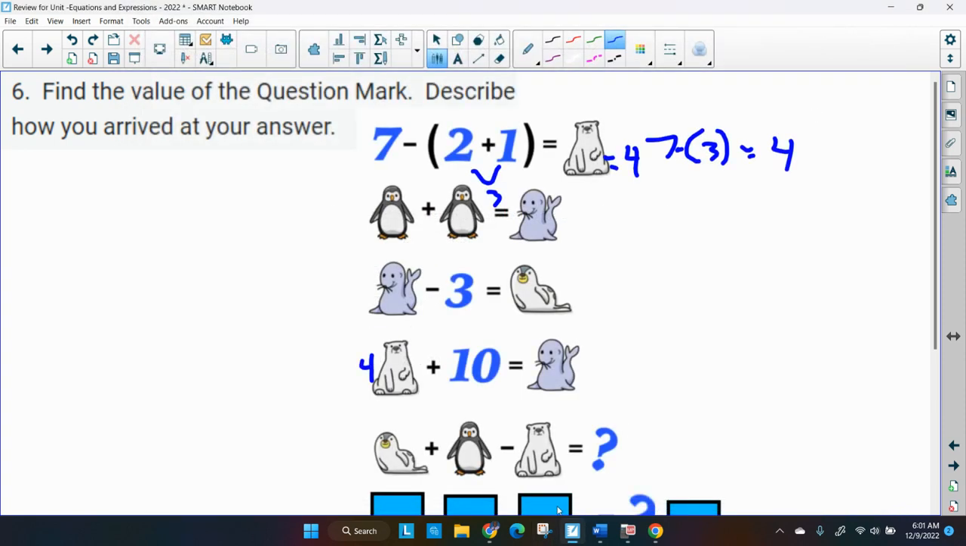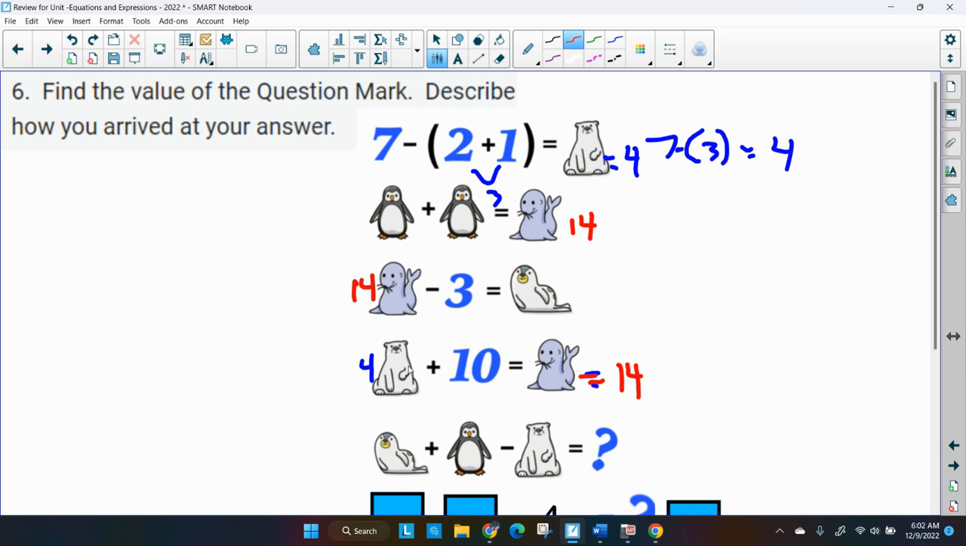I'll release him down here. There's my 4, so you can see him. All right. Now I see the polar bear plus 10. 4 plus 10 will equal the seal. And that's 14. So the seal is 14. I'll put it up here and I'll put it up here. I don't see the seal down there with the question mark.